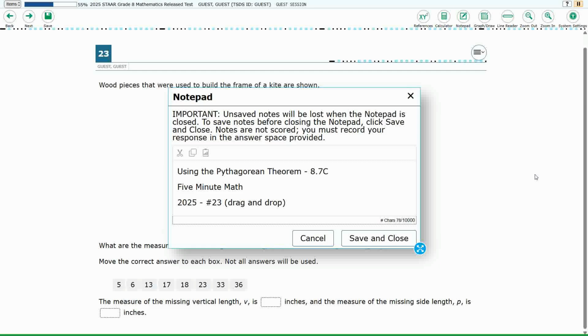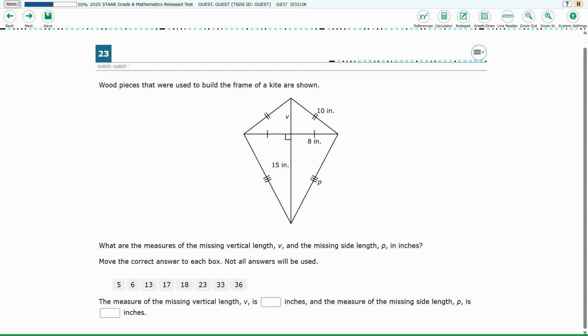Today we are looking at the 8th grade concept of using the Pythagorean Theorem. This is standard 8.7c in the great state of Texas, and we are using item number 23 off the 2025 released STAAR test. This is a new item type called drag and drop. If you haven't done so already, please go ahead and take a moment to pause the video, work this problem out on your own, unpause it, and we will look at our answers together.